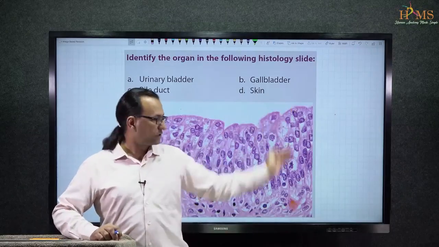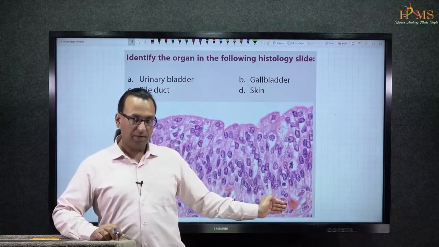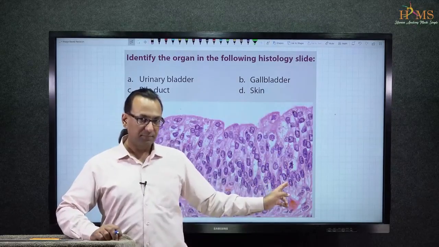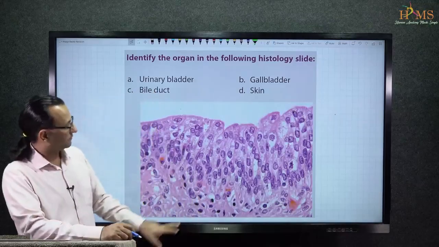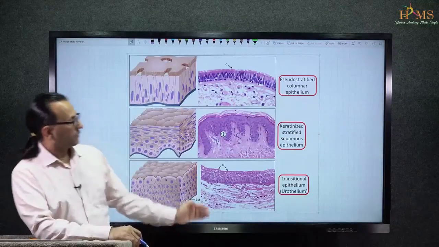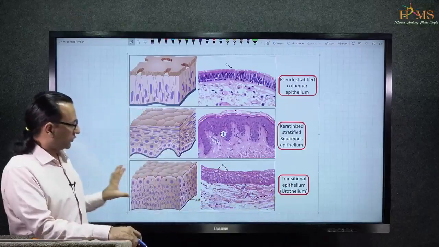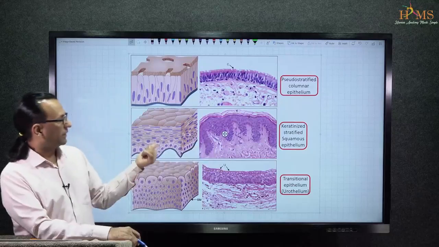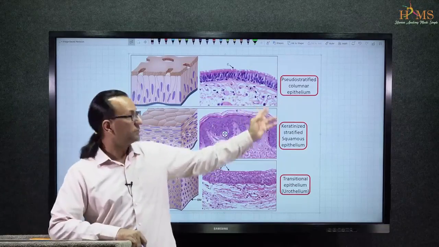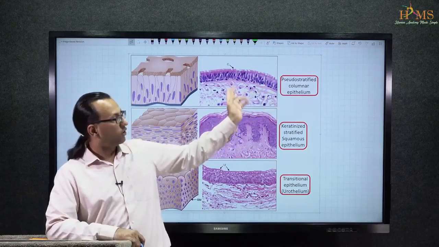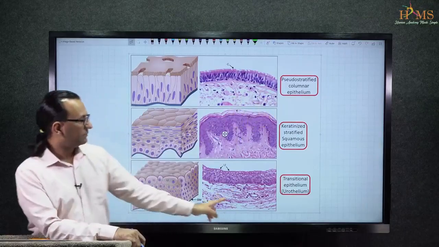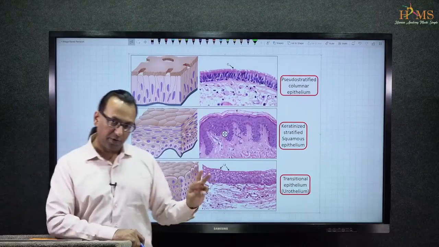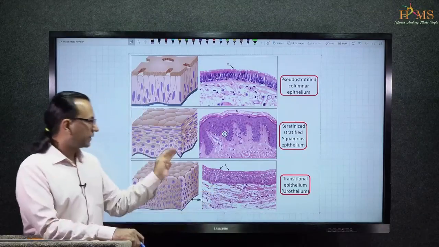Can it be skin? Because it is stratified in appearance. So let us have a brief idea about the various epithelia like skin, and then we can come back to the question again. Normally we should be able to identify the transitional epithelium, urothelium, which you can find in the urinary bladder, from the skin, which is stratified squamous epithelium, and from some columnar epithelium, which could be a simple columnar or it could be pseudo-stratified columnar. You see, if it is the urothelium, transitional epithelium, it is multi-layered, can be 3 to 4 layers, and it can become 8 to 10 layers also.